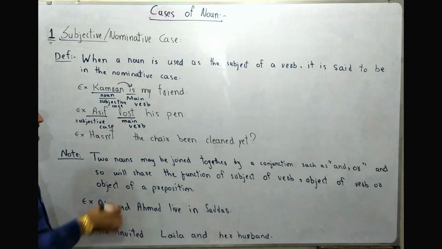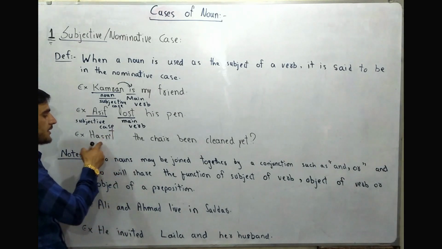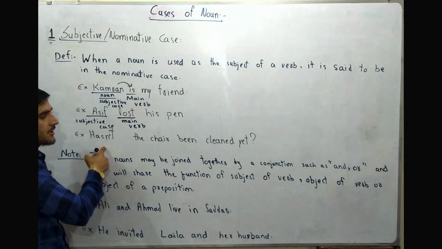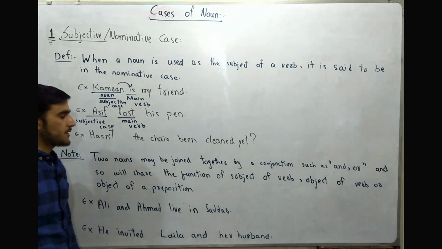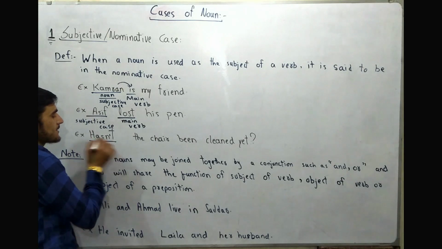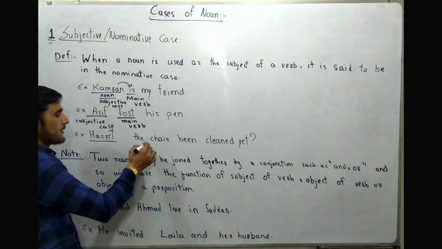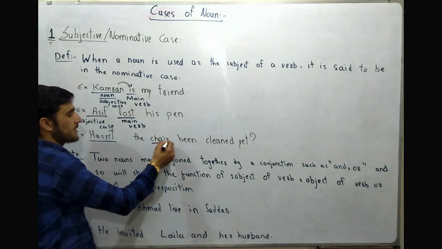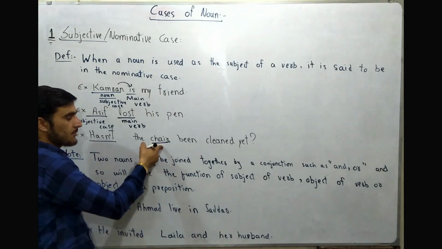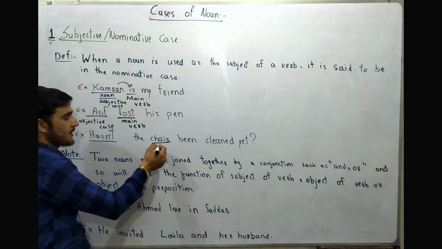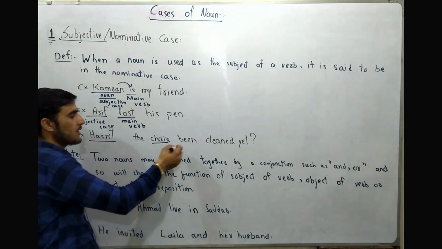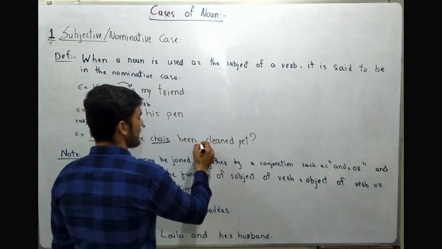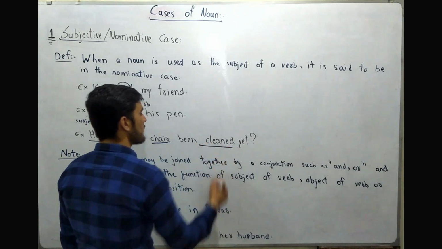And the third example which I've given here is: Hasn't the chair been cleaned yet? The word hasn't is an auxiliary. The is a determiner. Chair is our noun, so normally our subject is chair, right? Chair is a common noun used in place of the subject before the main verb. Been is an auxiliary, cleaned is the main verb.